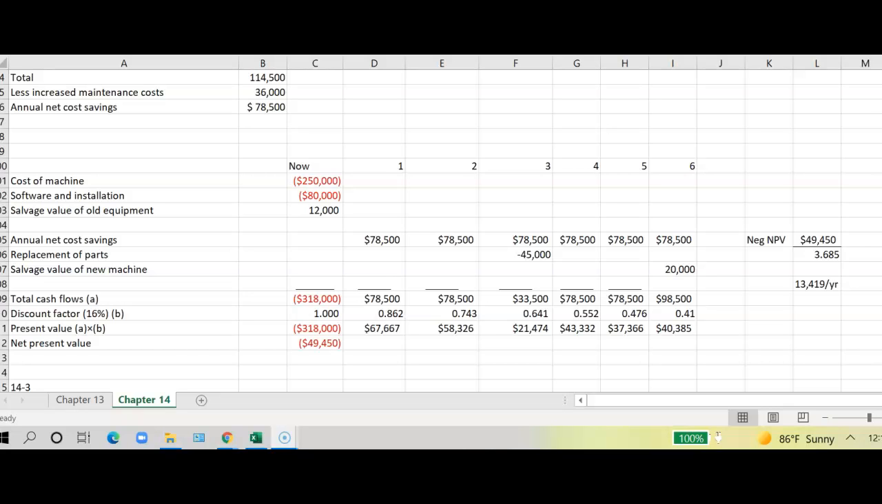And you would take the $49,450, and because it's each year, it's an annuity, so you would use the second table in 14B-2, the present value of an annuity, because it's the same amount each year. And that would give you $13,419 per year to make this a desirable investment for the welding machine.